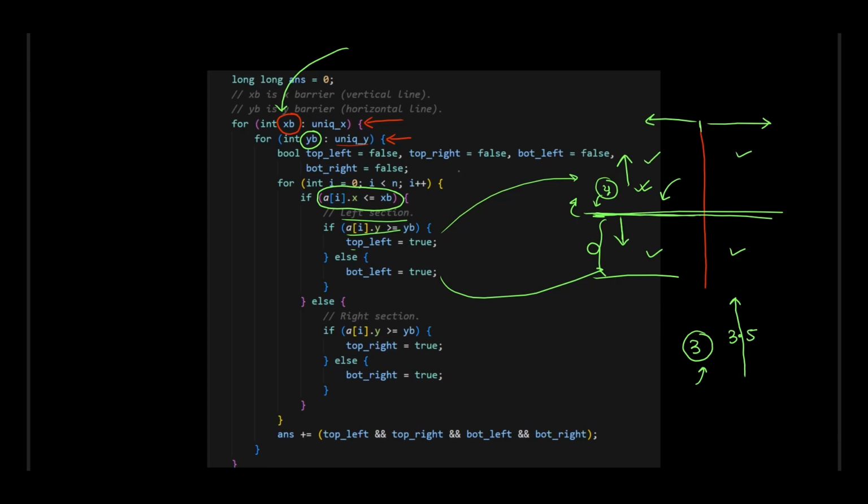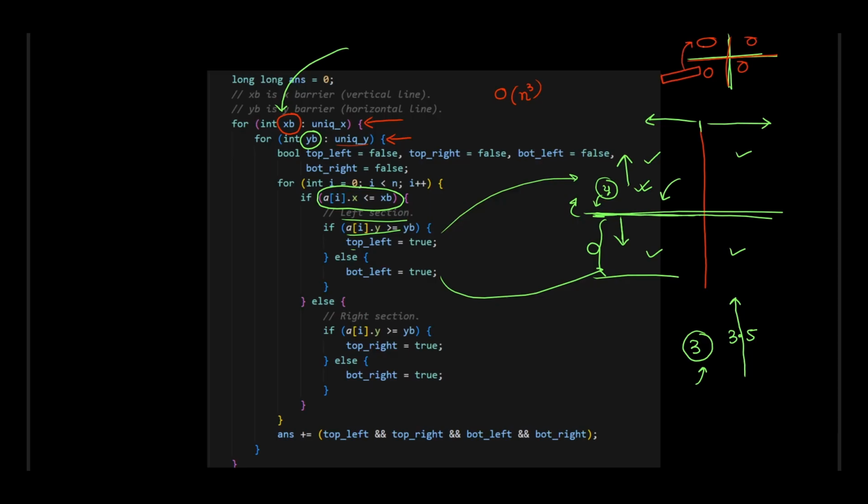So in this manner, once you have placed the vertical and the horizontal barriers, you can figure out if there is at least one point here, here, here and here. So the time complexity, you can see, is O of n cube. Why is it O of n cube? Because you are iterating over all the possible vertical barriers that you place, and then iterating over all the horizontal barriers that you place, and then you are iterating over all the points to see in which quadrant each lies.